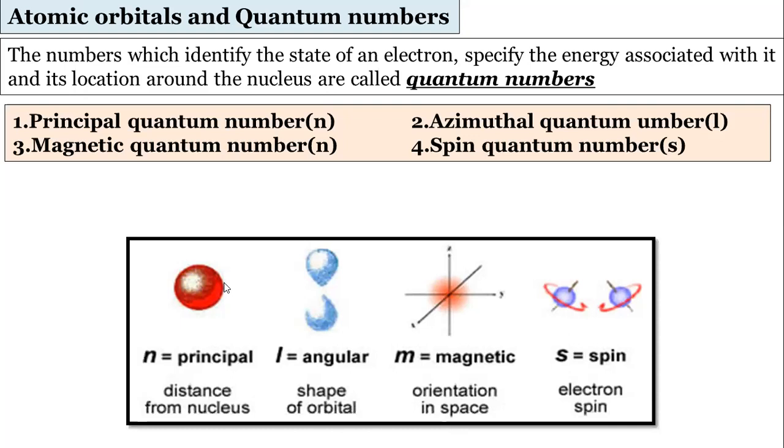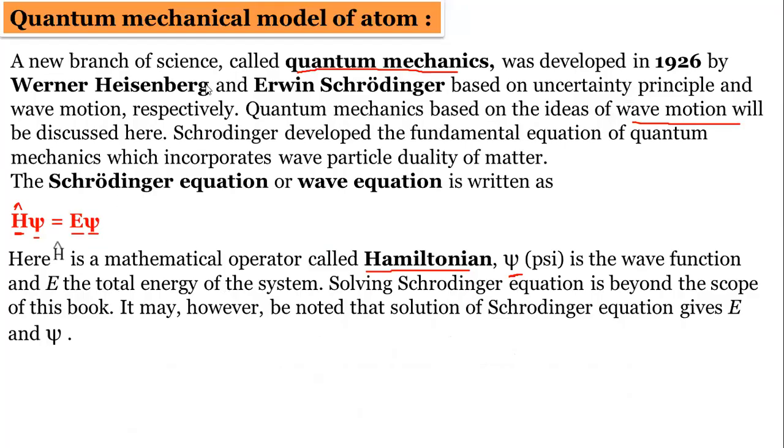These quantum numbers were developed by these two scientists, Heisenberg and Schrodinger. And what is the main purpose of these quantum numbers? To know the exact position of the electrons, where exactly the electrons are kept around the nucleus. Rutherford also failed to denote the exact position of the electron. Bohr's model also failed to denote it.